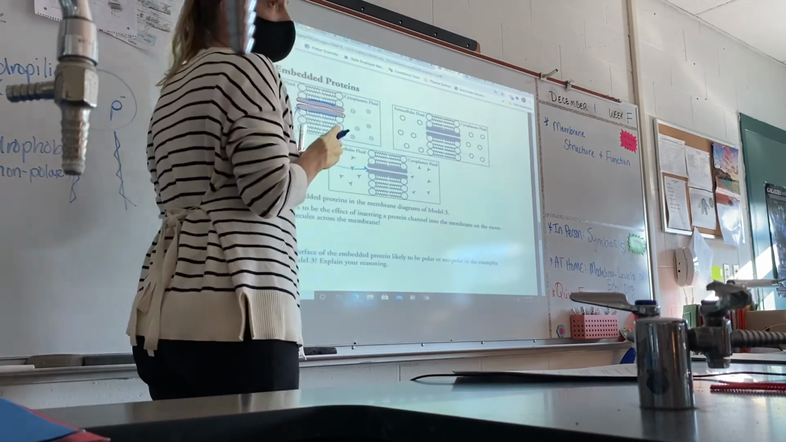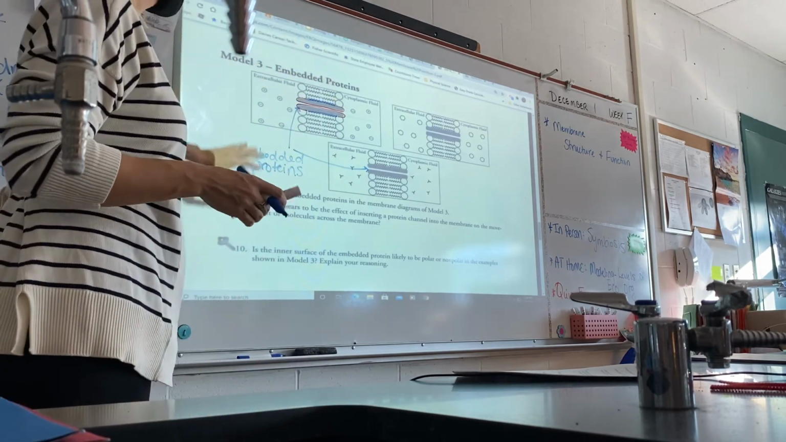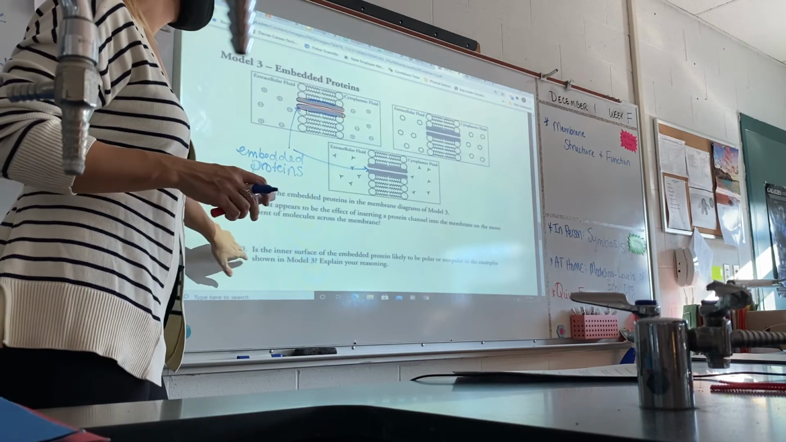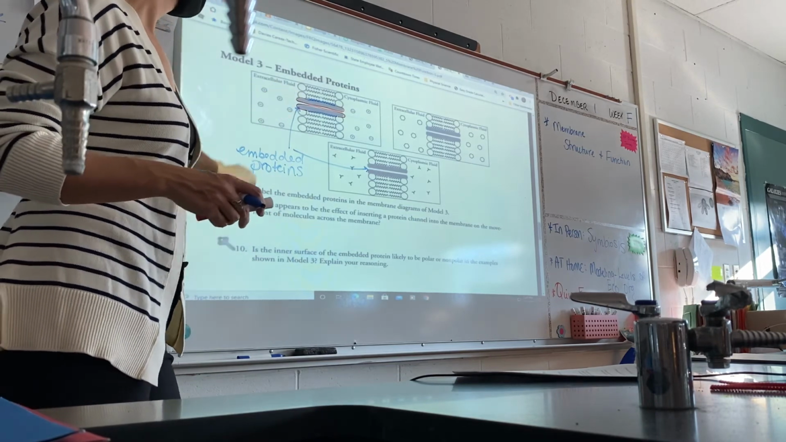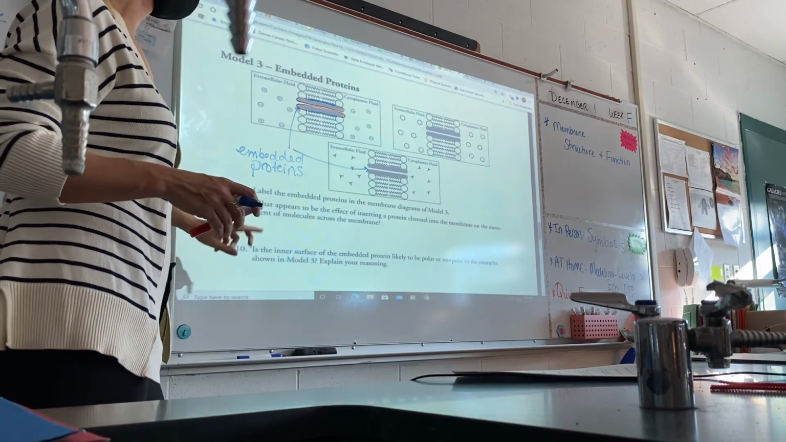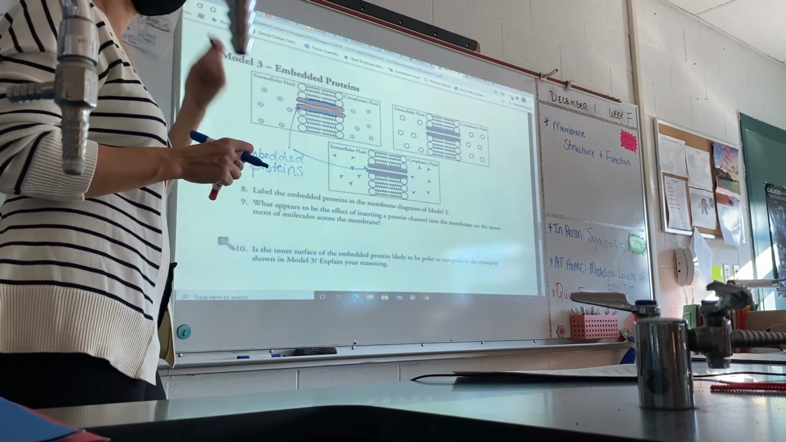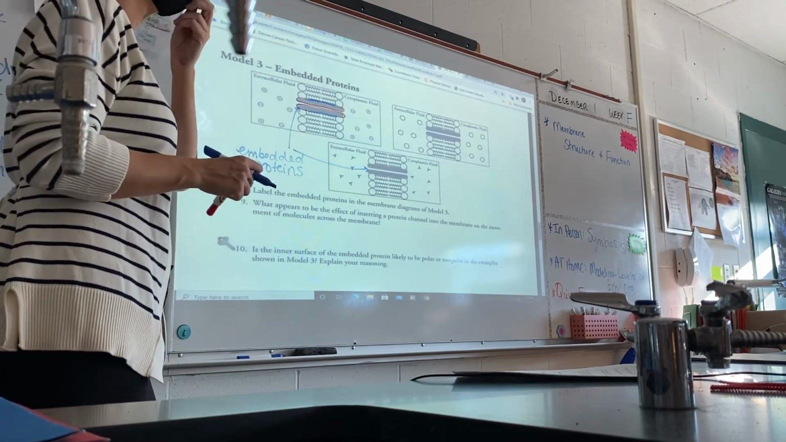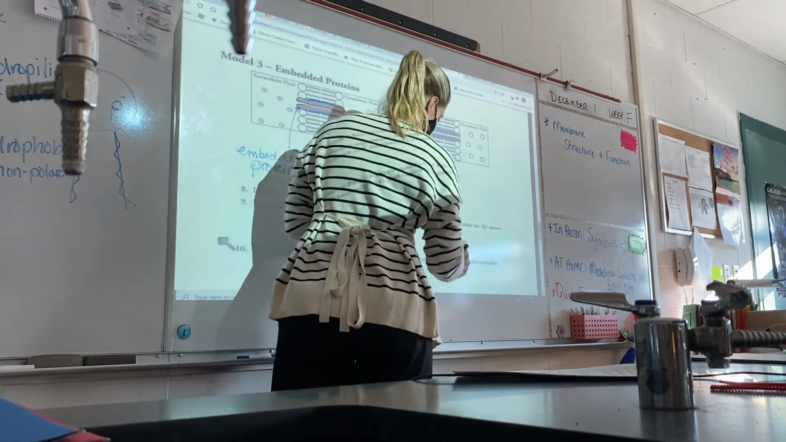Okay. So I've highlighted different regions of the protein up here, okay? Is the inner surface of the embedded protein, where you see the red, likely to be polar or non-polar in the examples? Polar, right? And why? Let's explain that. Why would we say that it's polar?